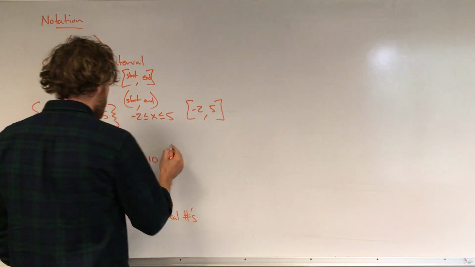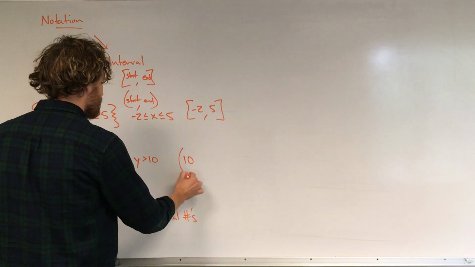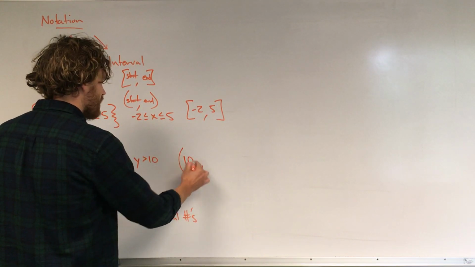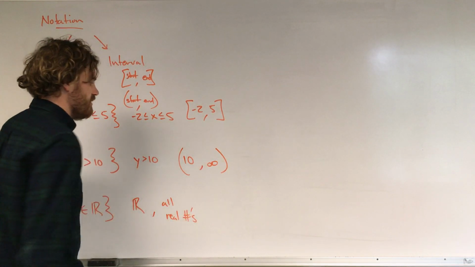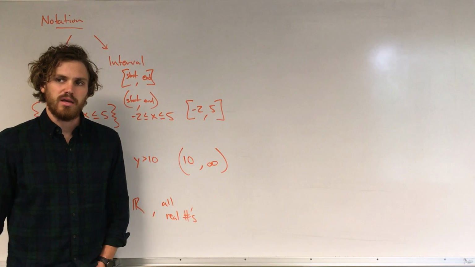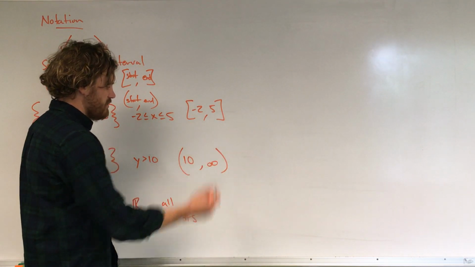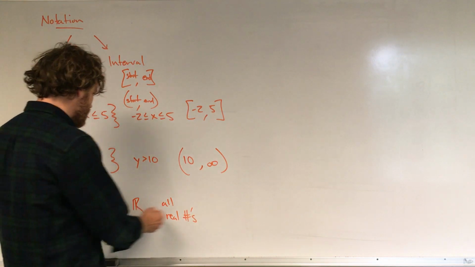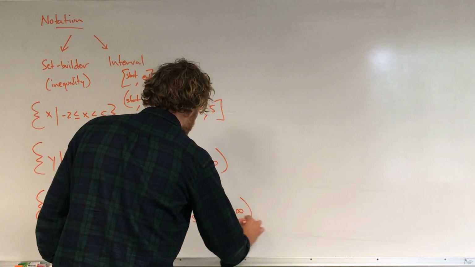Here we would say, well, what's the smallest number greater than 10? 10 is our smallest number, and we can go anything bigger than that, so we go all the way up to infinity. So we write that as 10, infinity. You never put a bracket with infinity because you can't get there. And here, for all real numbers, we simply write negative infinity to infinity.